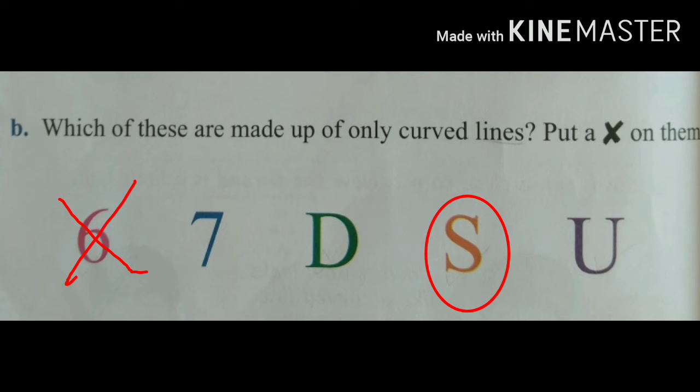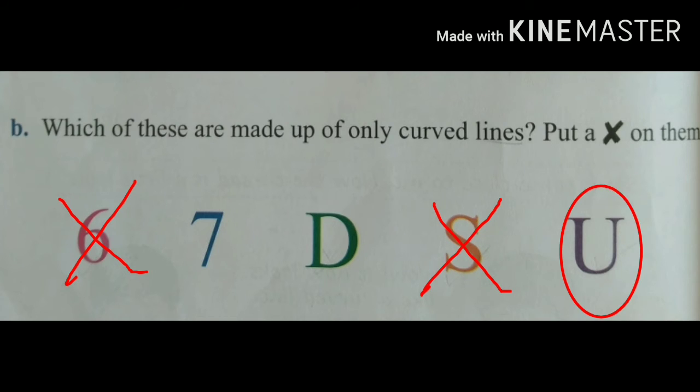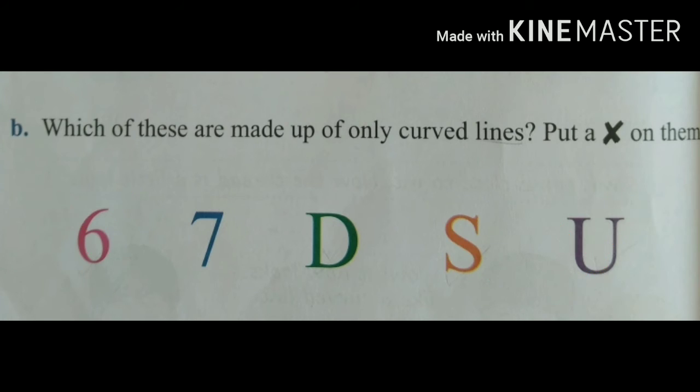The next letter is S. The letter S is made up of only curved lines. So let us cross it. The next one, letter U. We know the letter U is made up of curved lines. So we can cross it. So the number 6 and the letters S and U are made up of only curved lines.